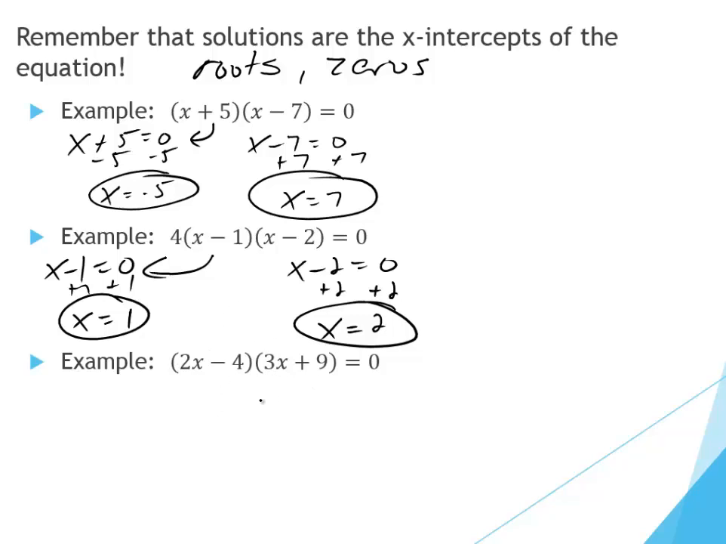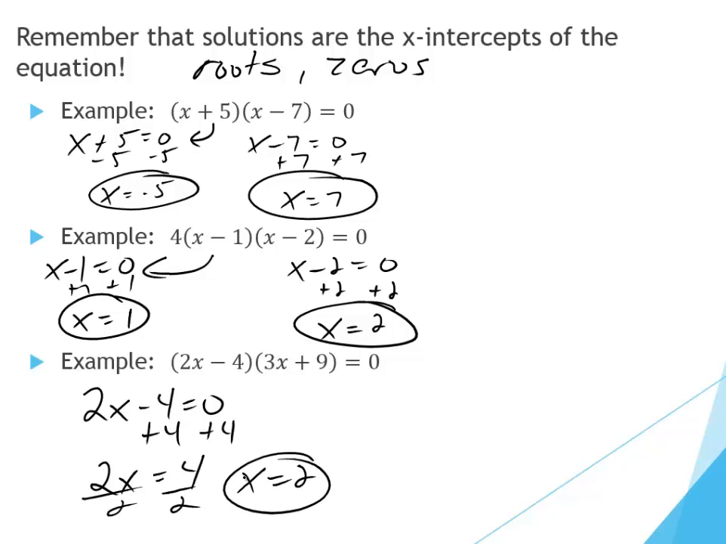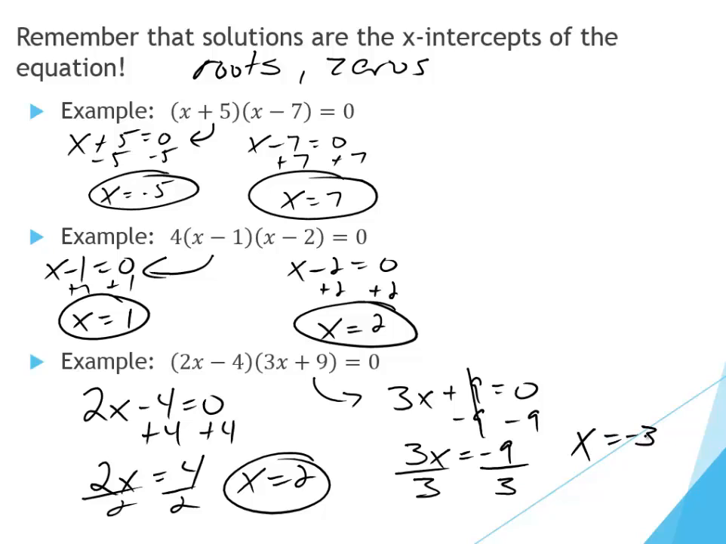Last step, you will also see binomials like this where you have more than just x and a number. You have a lot more than that. It's something that requires steps to solve. So still, set them equal to 0. So 2x minus 4 equals 0. Add 4 to both sides to get x by itself. 2x equals 4. And then to get x by itself, divide by 2. x equals 2. Next, set 3x plus 9 equal to 0. Minus 9 from both sides. You'll get 3x equals negative 9. Divide by 3. And you'll get x equals negative 3.